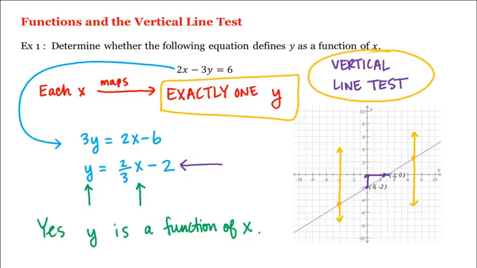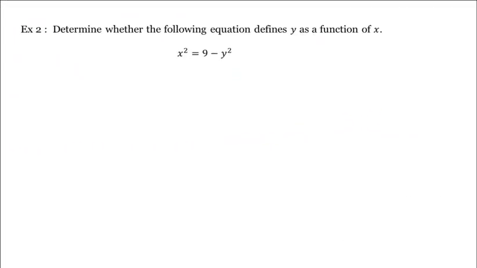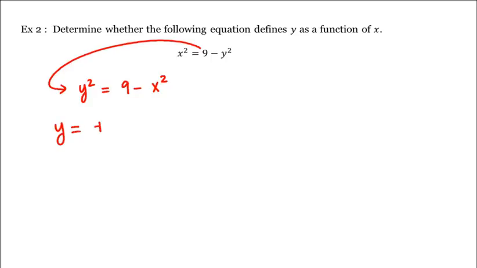All right, let's look at another example. Let's determine whether this equation defines y as a function of x. Again, let's solve for y. So we have y squared is equal to 9 minus x squared, or y is equal to plus or minus the square root of 9 minus x squared.